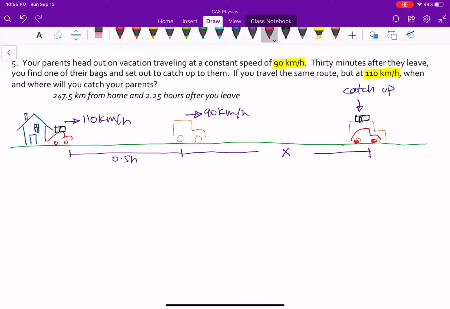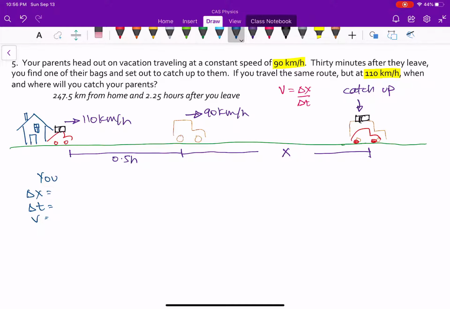So once again, we're going to rely on this formula, V equals delta X over delta T, right? This is true for you and it's true for your parents. So we're going to set it up. Let's just look at you first. We'll set up your variables: delta X, delta T, and V. All right, so what do we know here? Now we have to decide what we're dealing with.